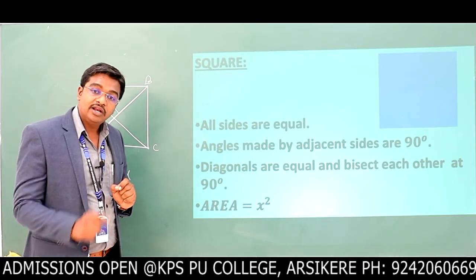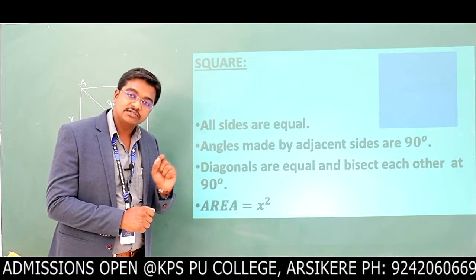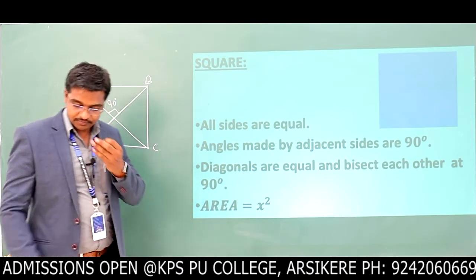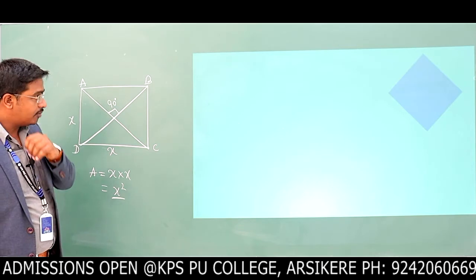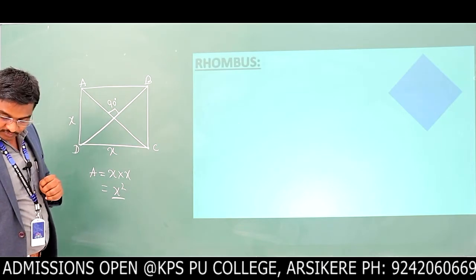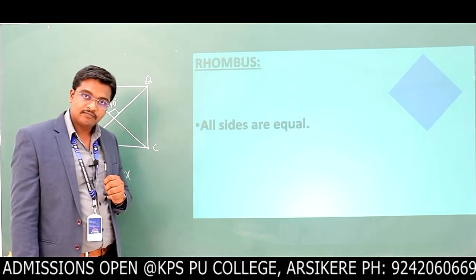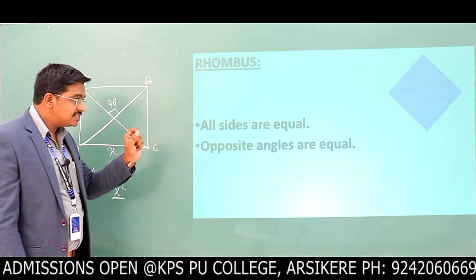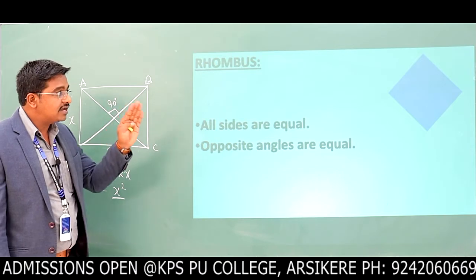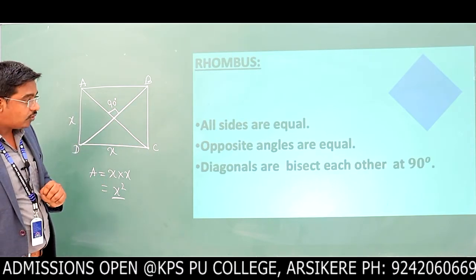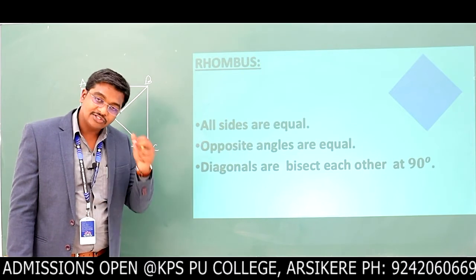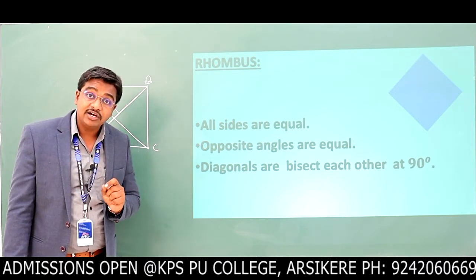And we are moving to the next one, rhombus. This is also very important. What is the difference between the square and rhombus? Let's discuss all about that. In rhombus, all sides are equal. Next one, opposite angles are equal. What about diagonals? Diagonals bisect each other at 90 degrees. Here also diagonals bisect each other at 90 degrees.